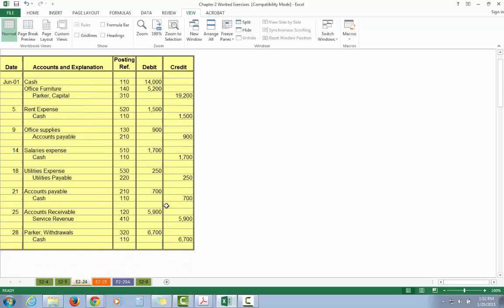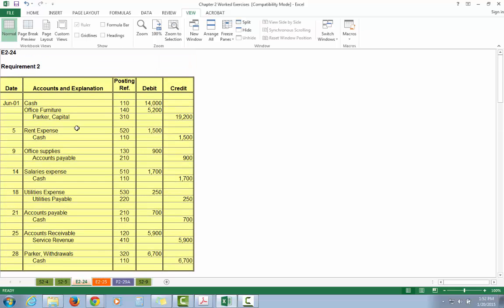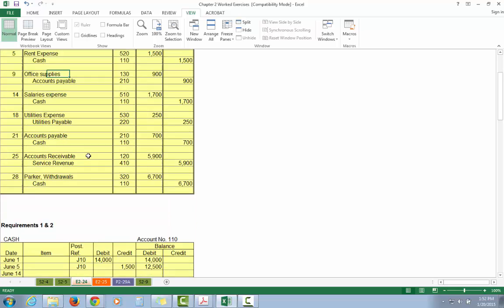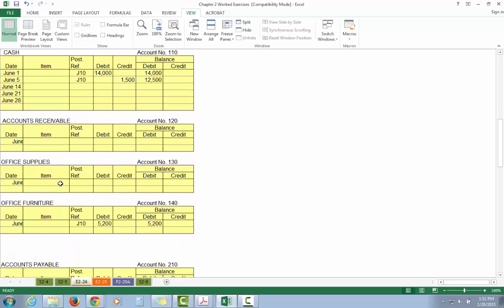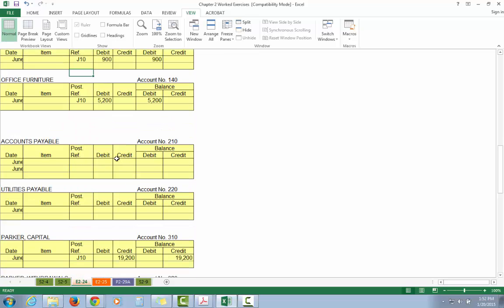Okay. So now let's look at the third journal entry we had up here. It says debit office supplies and credit accounts payable for $900. So we're going to debit office supplies, and then credit our accounts payable, $900.